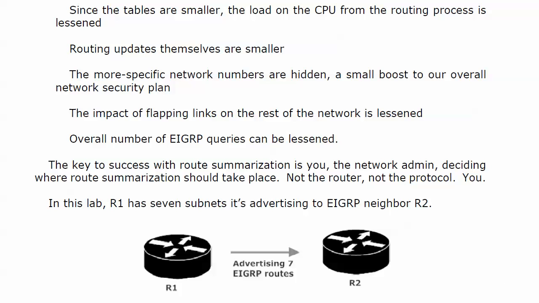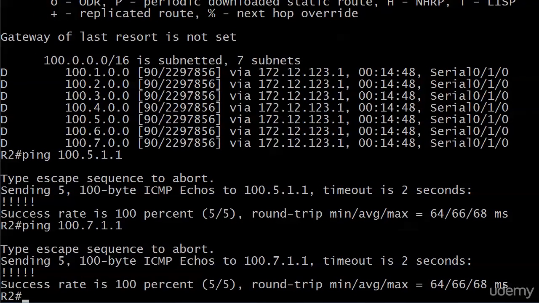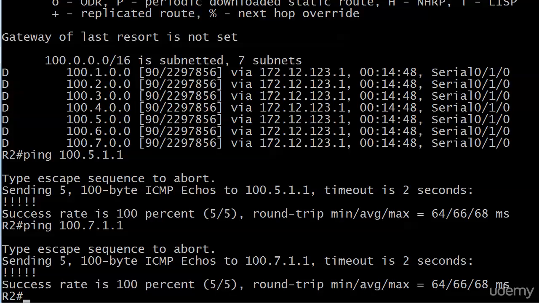Nothing fancy at all. And actually, let's go ahead and take a look at those. Here they are. And you can see they're 101.0.0 through 107.0.0. And you can see I pinged a couple of the loopbacks, 105.1.1 and 107.1.1. Just picked a couple out of random. But we could have one single line replace all 7 of these routes. And we really like that idea.